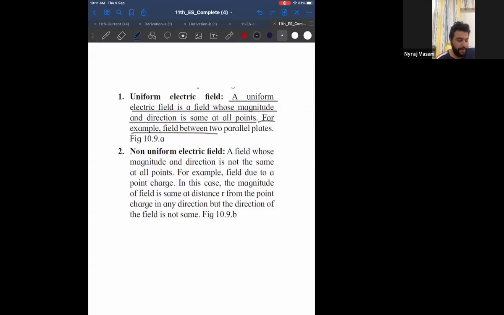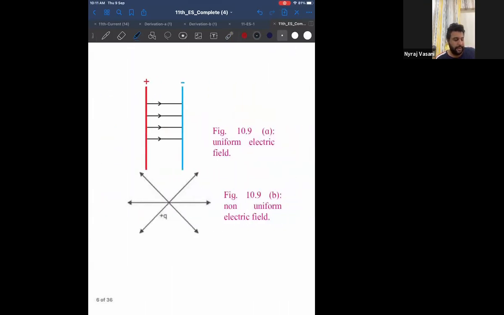For example, field between two parallel plates. Now see, they have given two parallel plates over here. Just check. One is positive plate, one is negative plate. The field that is formed between the positive plate and the negative plate, that is called as uniform electric field.